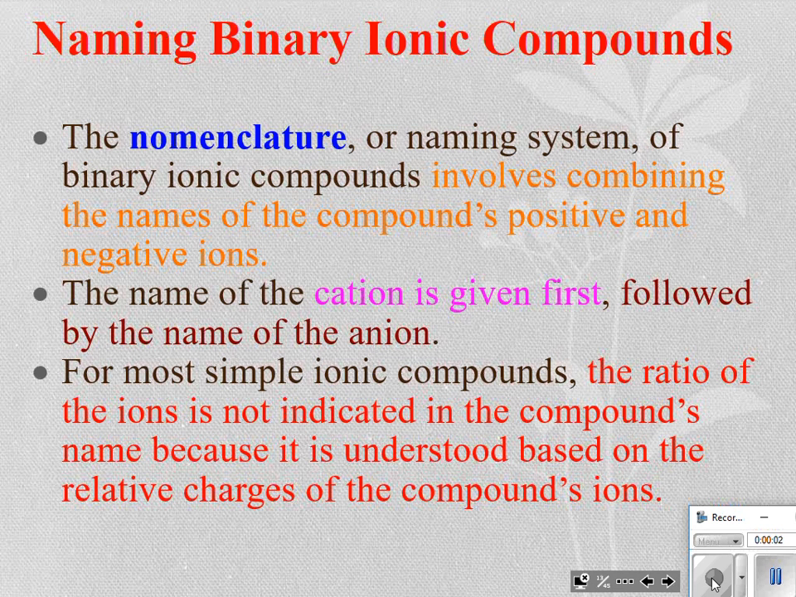We're going to continue our discussion about ionic compounds and naming ionic compounds. This particular slide is still dealing with binary ionic compounds. The naming system, which we call the nomenclature, involves combining the names of the positive and the negative ions. So we combine the names of the cation and the anion.